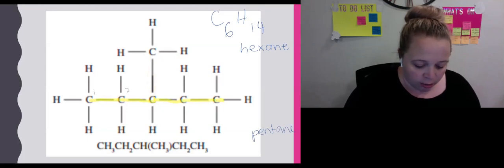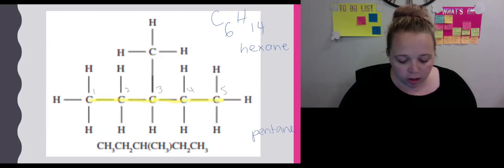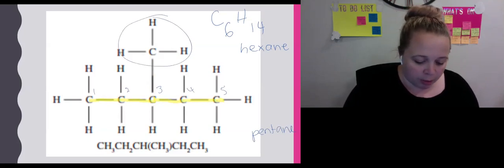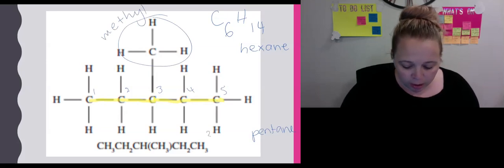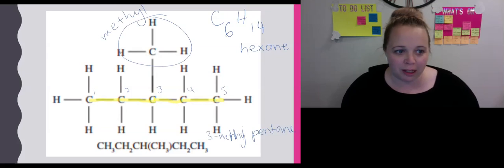Let's just count along. 1, 2, 3, 4, 5. And off the third carbon is this group up here, which is a methyl group. All right, so we're going to call this one 3-methyl pentane. I can't really write that, but it's 3-methyl pentane.